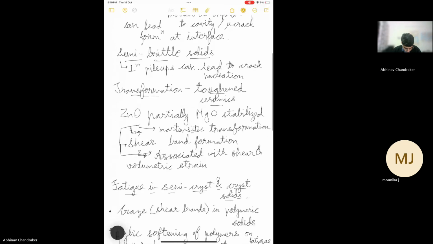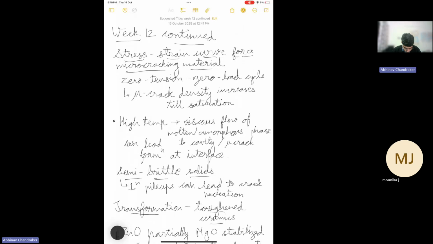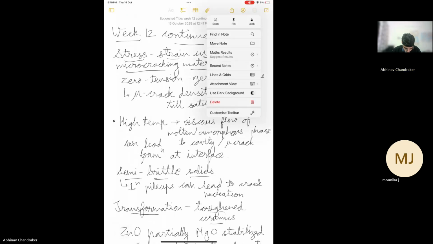We look at some of the concepts of week 12. It's more of a summarization and covering some of the fatigue related aspects for non-ductile materials or non-metallic materials, those which might be crystalline or semi-crystalline or polymeric.